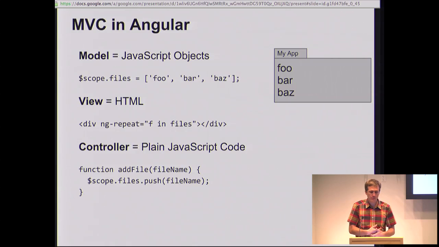So in an Angular app, the model, we use simple, just JavaScript objects. And the data resides in those objects for your application. And usually you'll get that data from the server. You'll have some kind of way to communicate, and we've got support for that. But it's just some JavaScript objects, nothing special about them.